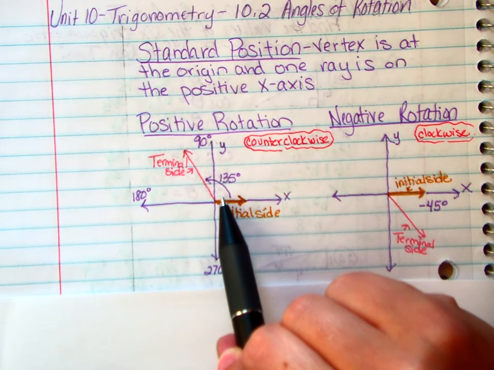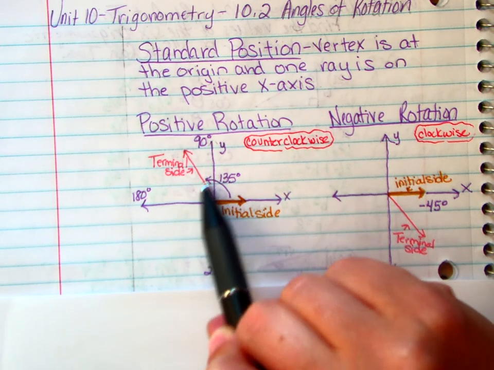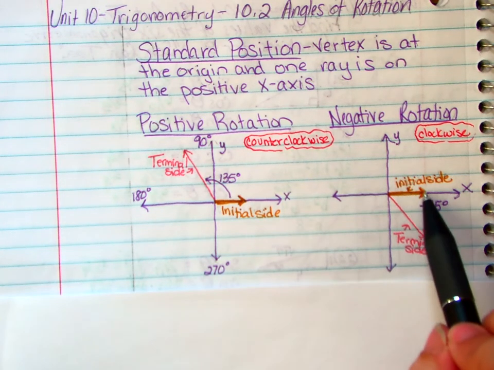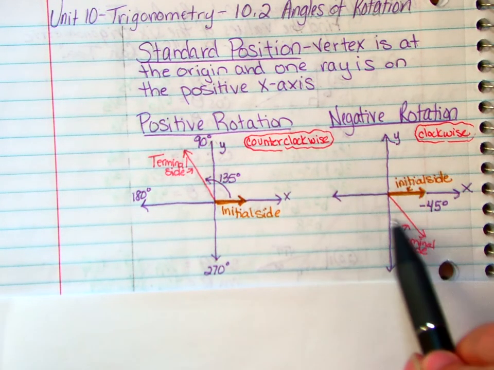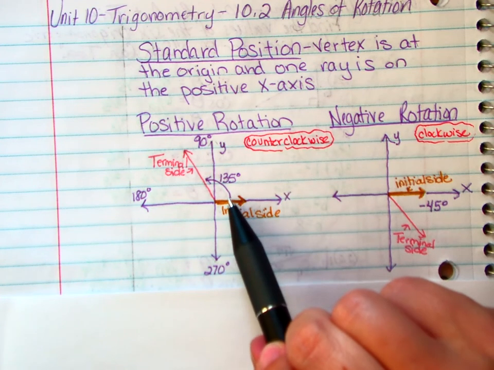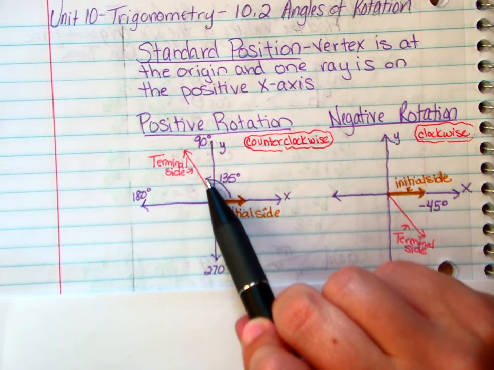When we have a positive rotation, we actually move counterclockwise. For a negative rotation, we are going to move clockwise, just like a clock. So if I want a positive 135, I go counterclockwise 135 degrees.